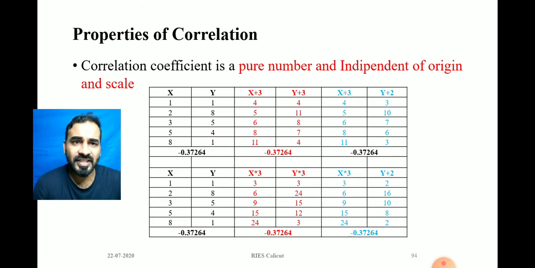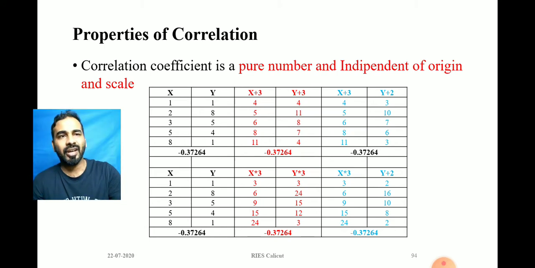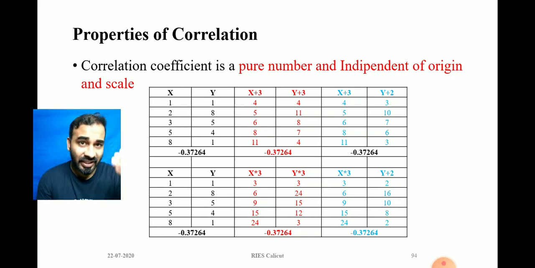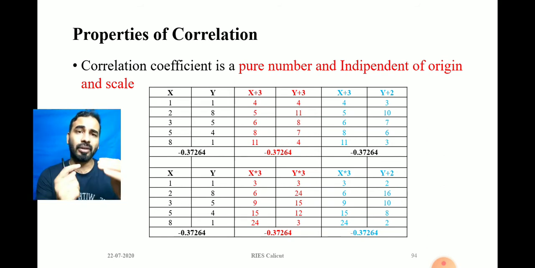We found the correlation is 0.3726. Then you add plus 3 to both x and y, your result won't change. The result is still 0.372. Then you add 3 to x and 2 to y, still your result won't change. This is what is called independent of the origin. Then independent of the scale of the measurement, or independent of the scale.